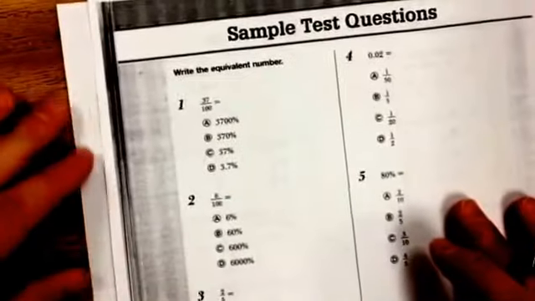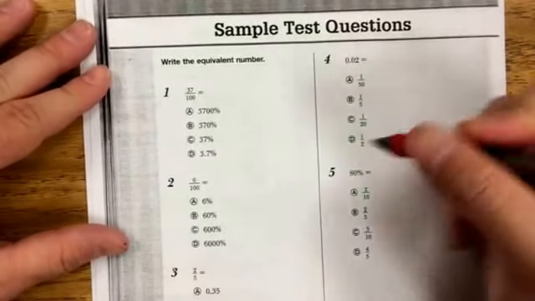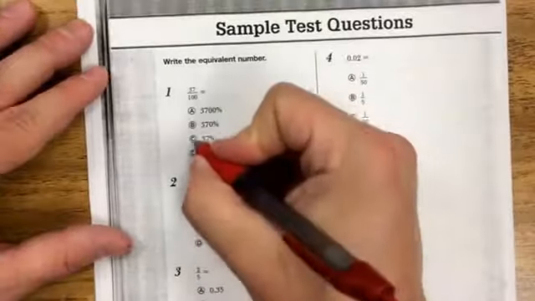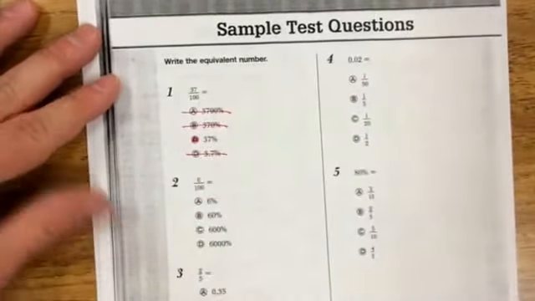All right, same thing as last week. We're going to do problem number 1 on the front and problem number 1 on the back. So problem number 1 on the front, we need to write the equivalent fraction of 37 hundredths, and anytime that you get 37 out of 100, that top number just becomes the percent. So 37 out of 100 is 37%.